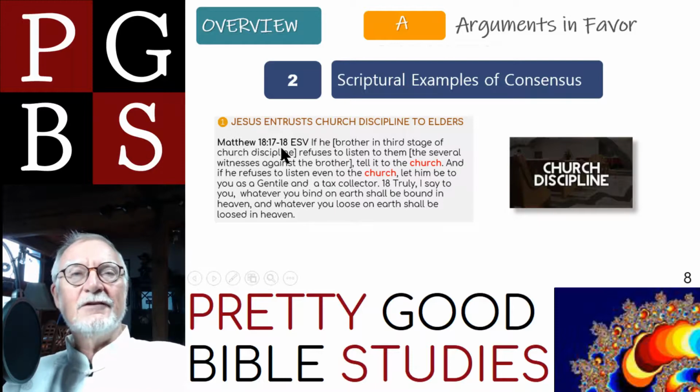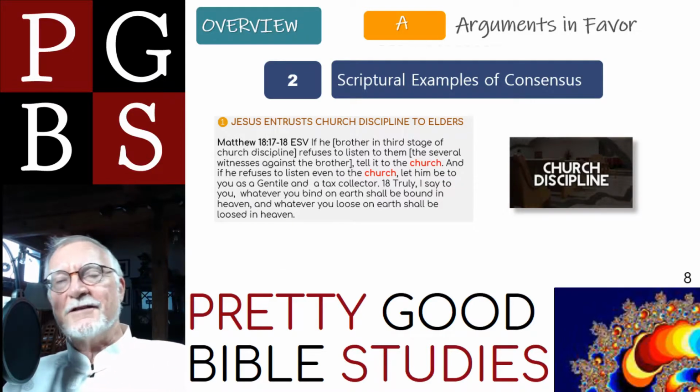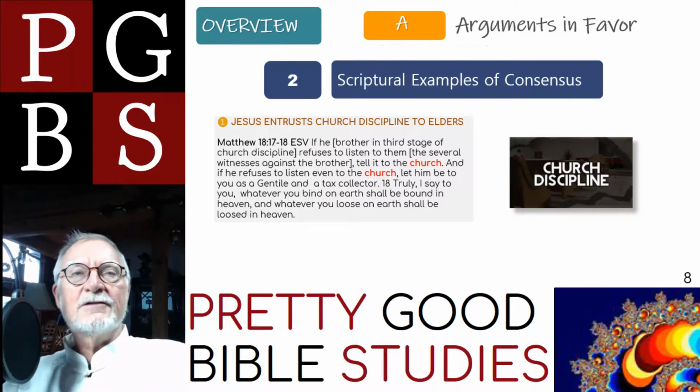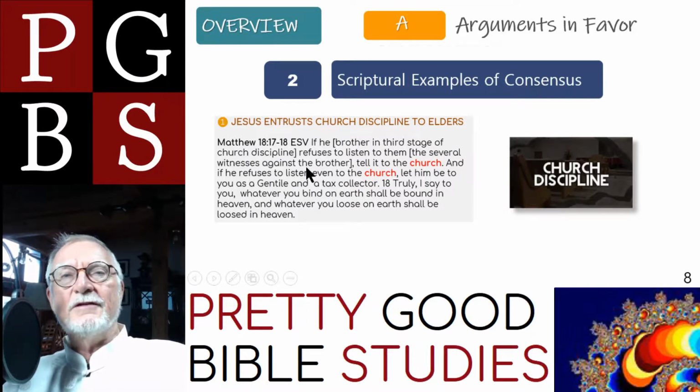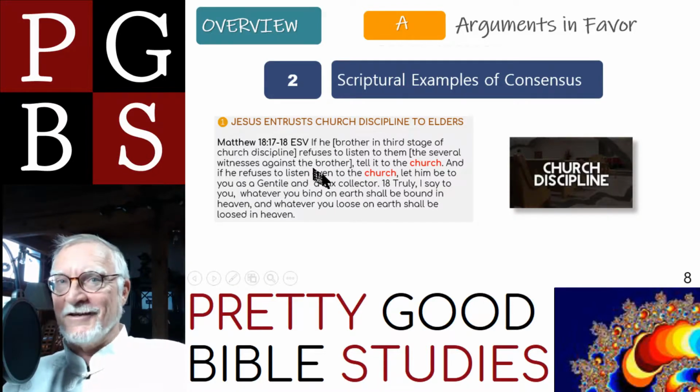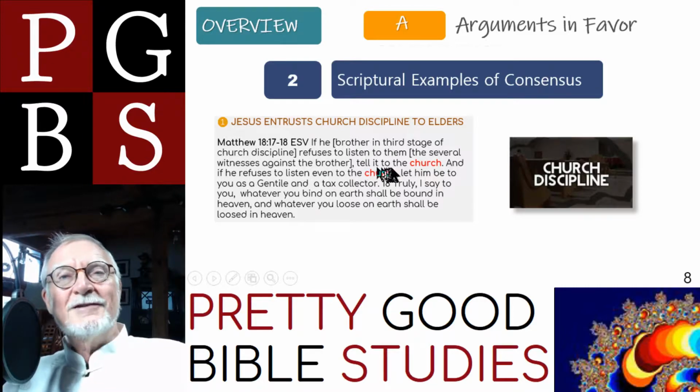Matthew 18:17-18. The first stage, if you recall, is go to your brother privately. The second stage is you take a couple of witnesses along. If the brother still refuses to listen, then you go to the third stage, which is when you take it to the whole church. And this is what Jesus says here in Matthew 18. If he, the brother in the third stage of church discipline, refuses to listen to them, the several witnesses in the second stage, go tell it to the church.